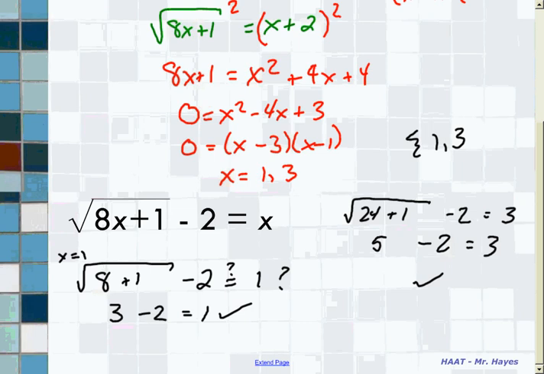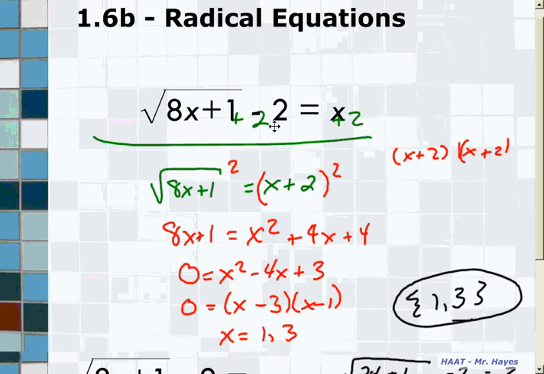Both solutions work. And again, as a review, if we come back up here, what's going on here? We are essentially intersecting this radical with the line y equals x. And so again, if we're going to graph that out, we've got this equation here.